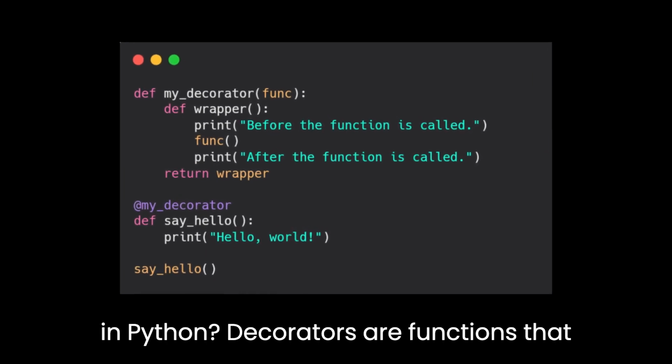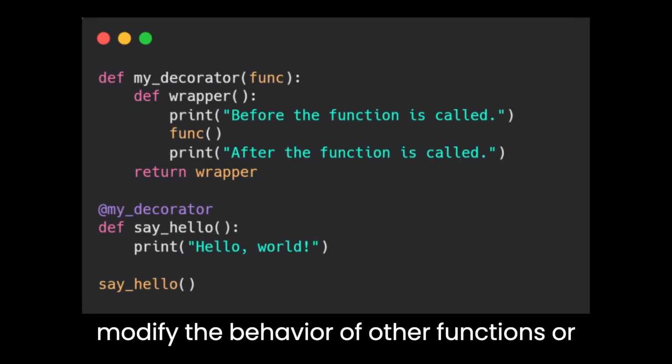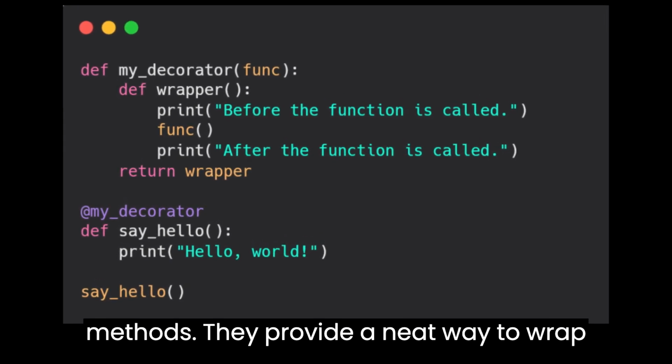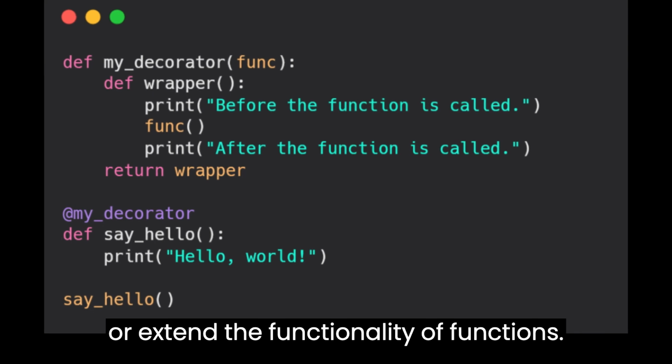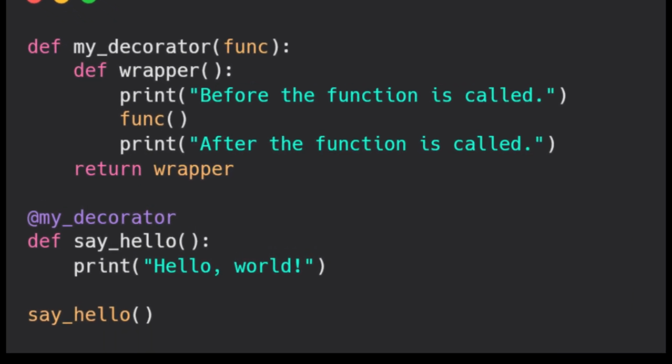In Python, decorators are functions that modify the behavior of other functions or methods. They provide a neat way to wrap or extend the functionality of functions without modifying their code directly.